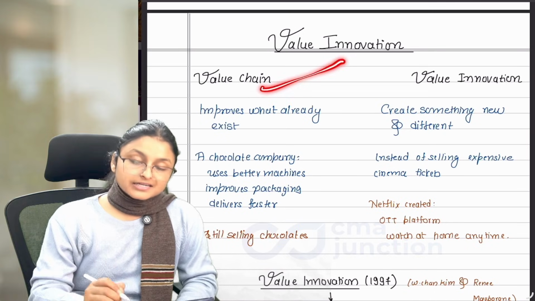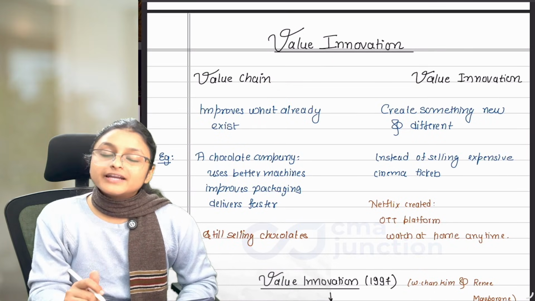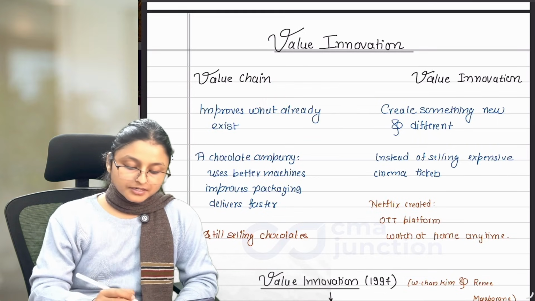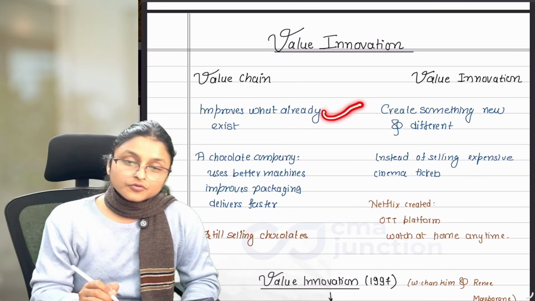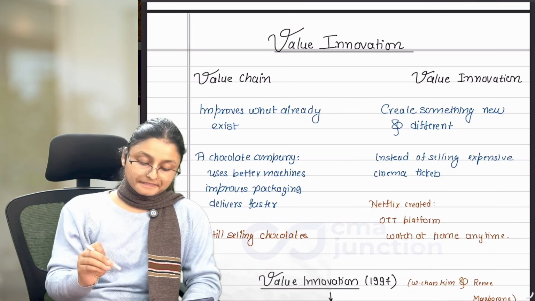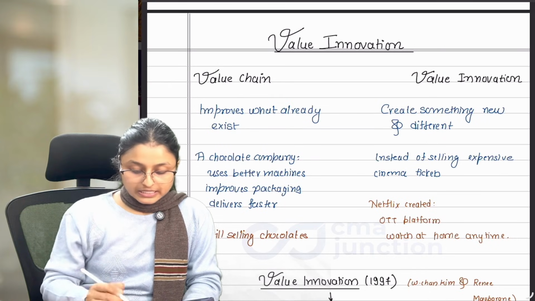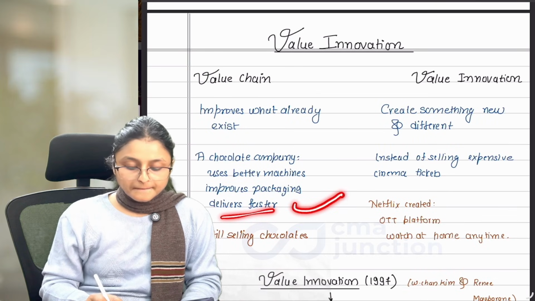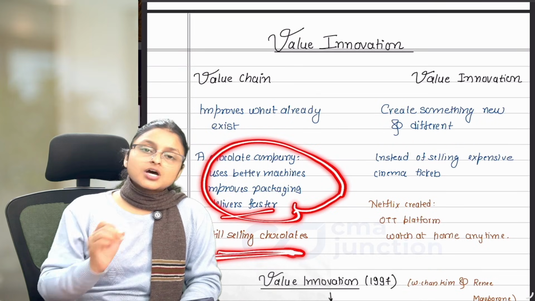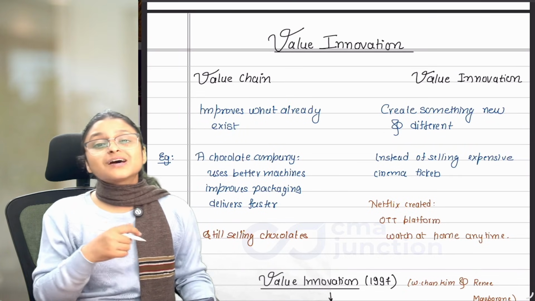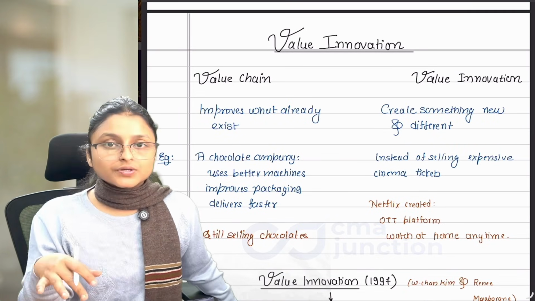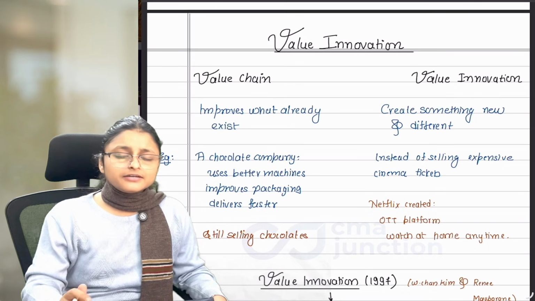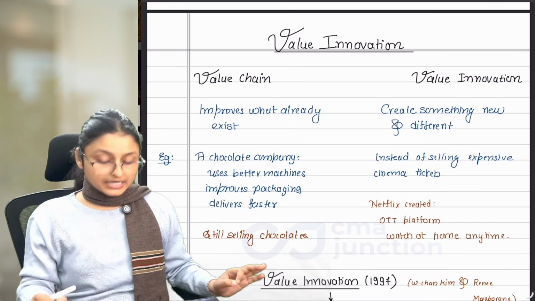See, value chain tries to improve, add value, reduce cost, but it happens only with the product that already exists. That means we are improving, but we are improving the things which are already existing. For example, a chocolate company is improving their machines, improving packaging, delivering the product faster, but they are selling chocolates which other competitors are also selling. They are not doing something different which no one is doing. But value innovation is about creating something new and completely different which no one else is doing right now.